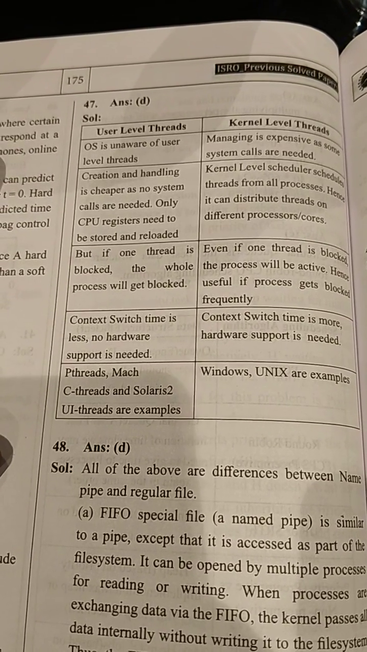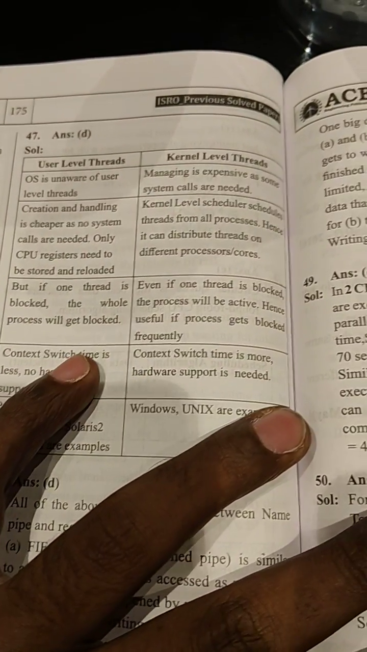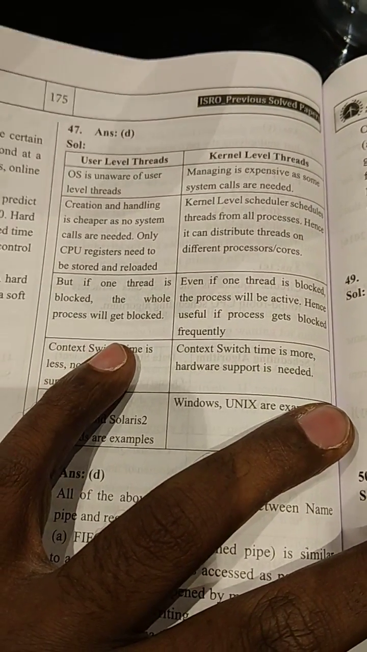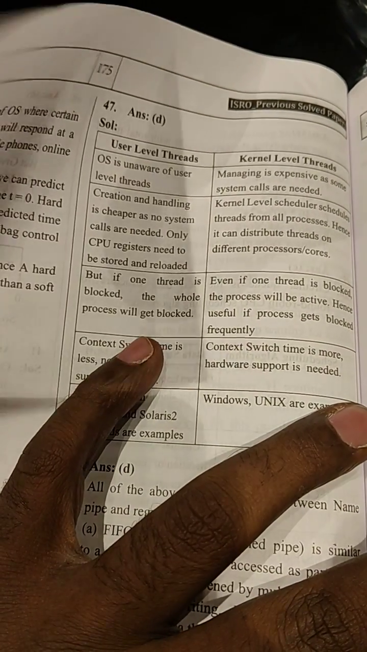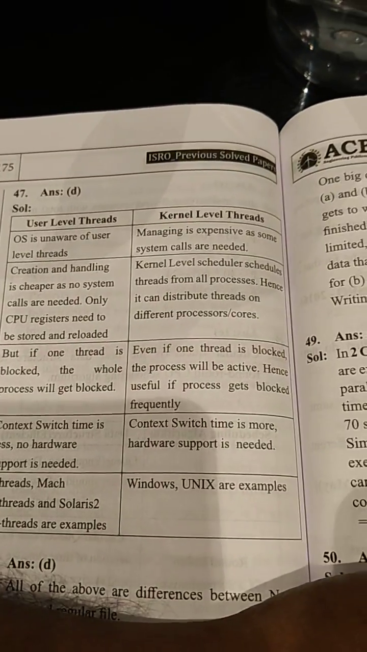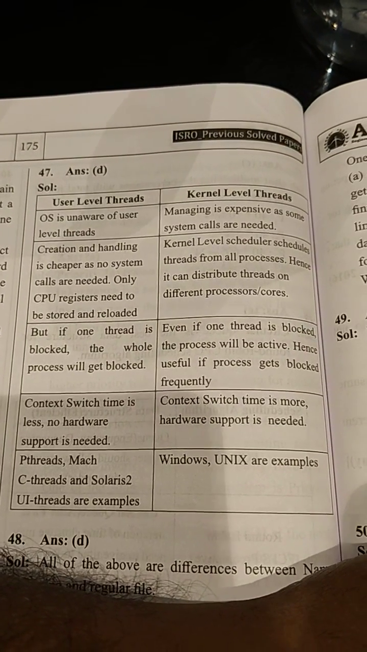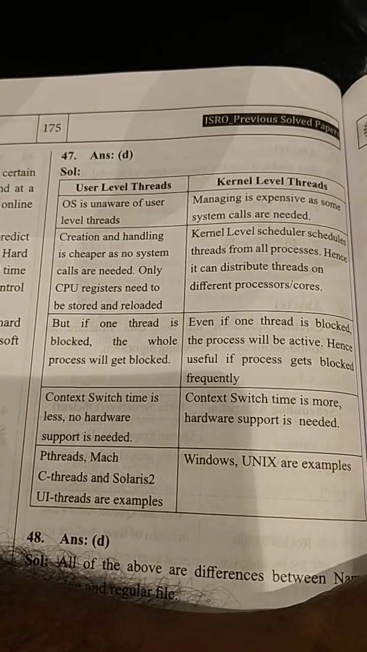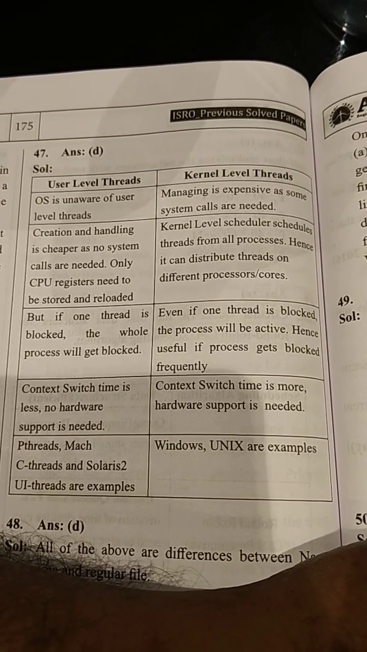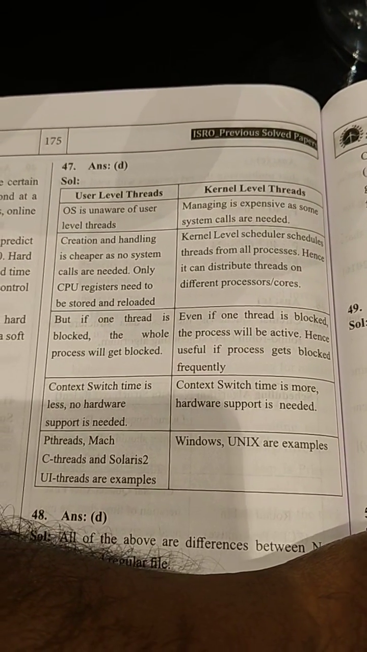In user level threads, the OS is unaware of the user level threads. Kernel level thread management is expensive as system calls are needed. Creation of user level threads is cheaper as no system calls are needed, only CPU registers need to be stored or reloaded. Kernel level scheduling schedules the threads from all processes, hence it can distribute threads across different processors or cores. But with user level threads, if one thread is blocked, the whole process will get blocked. With kernel level threads, even if one thread is blocked, the process will remain active, hence useful if the process gets blocked frequently.